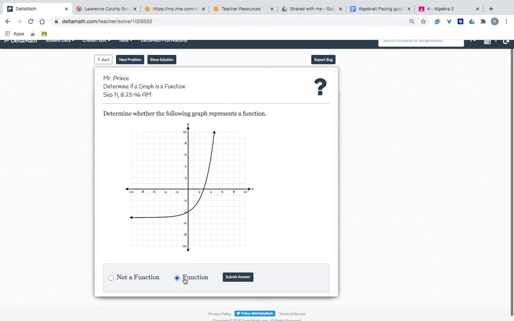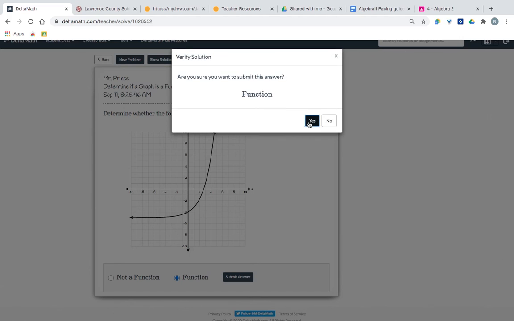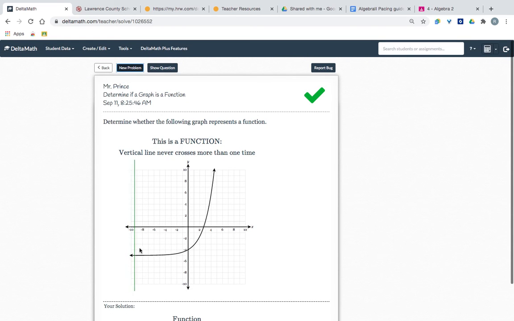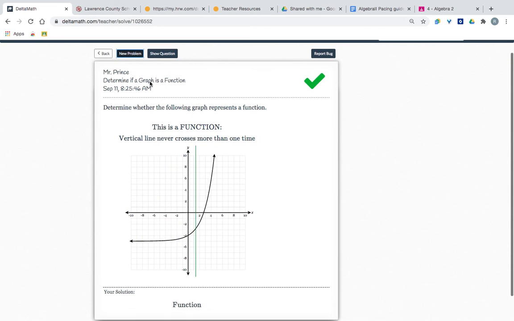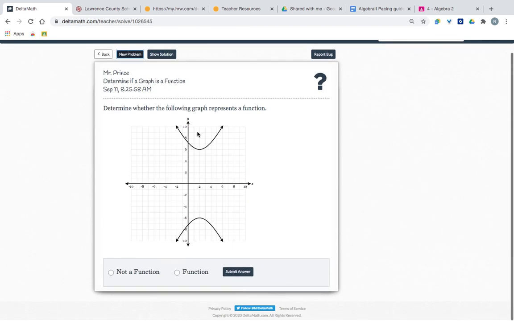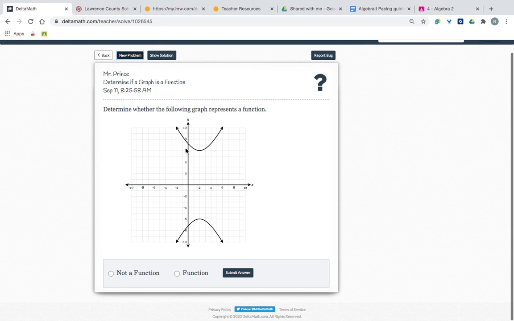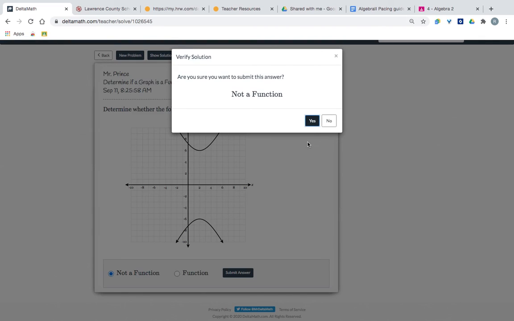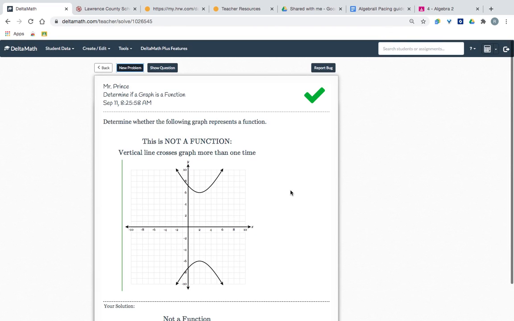It's going to be another function. You guys should get the hang of this pretty quick. Vertical line never crosses more than one time. And these should be easy anyway, just because it's a 50-50 shot. Like right here, vertical line is going to cross that both times. Even though individually this would be a function, and individually that would be a function, if you put them on top of each other, then it's not a function. Can't be, because it crosses more than once. Really, that's all there is to it.